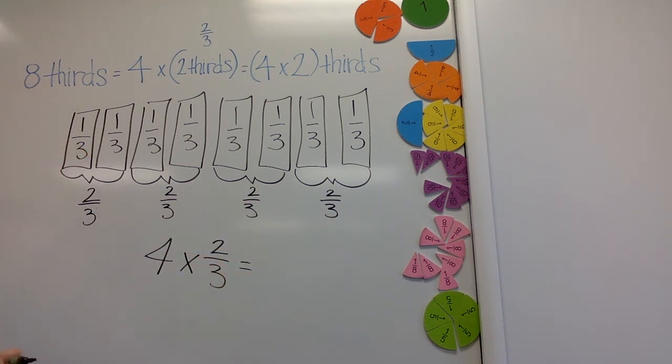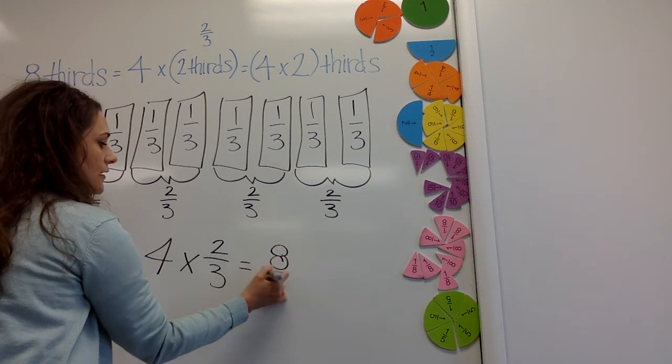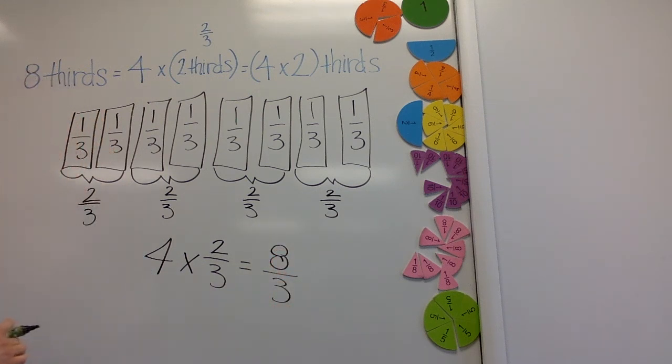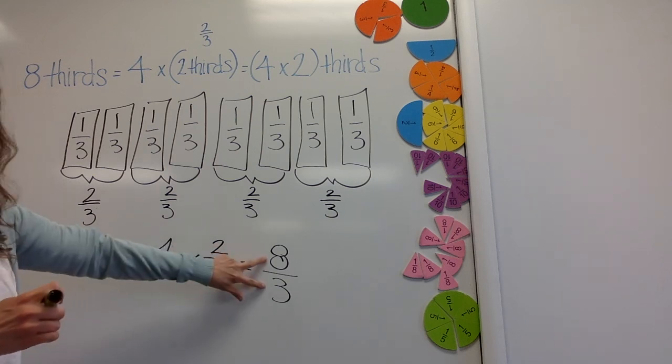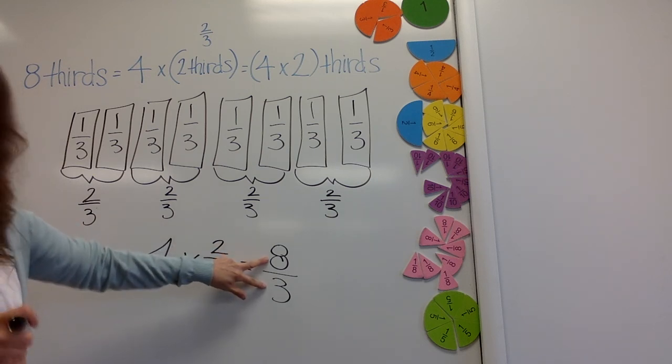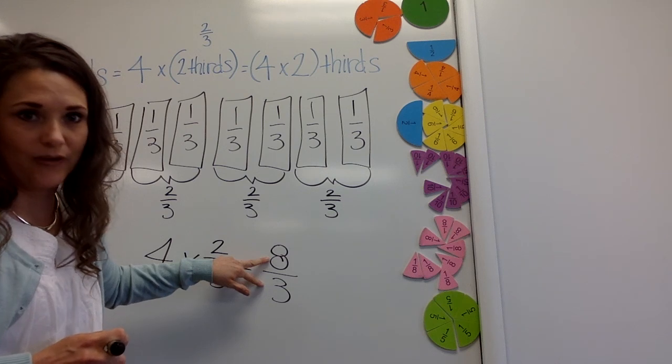And what does that look like? We're going to have 4 times 2 is 8/3. So we're basically taking 4 groups of 2/3 and making it into 8/3. All right, now if I was to think of this as whole numbers, we have this improper fraction. We could actually change this into a mixed number if we wanted to, right?